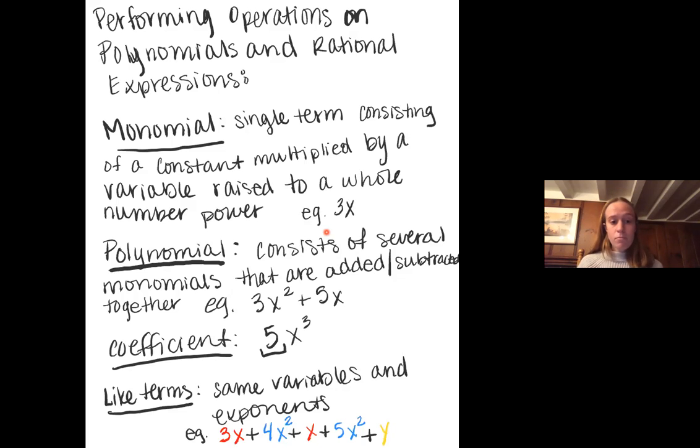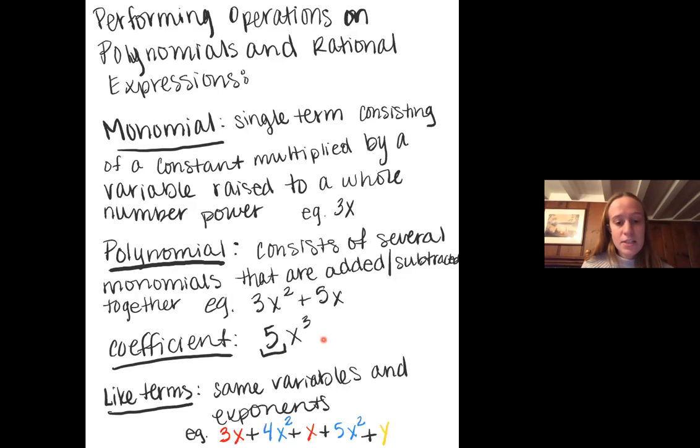And then a polynomial consists of several monomials that are added or subtracted together. So here we see this example of 3x squared plus 5x. So we have 3x squared as a monomial and 5x as a monomial, so together they're a polynomial. A coefficient is the constant in front of the variable. So 5 is the coefficient of x cubed in the term 5x cubed.